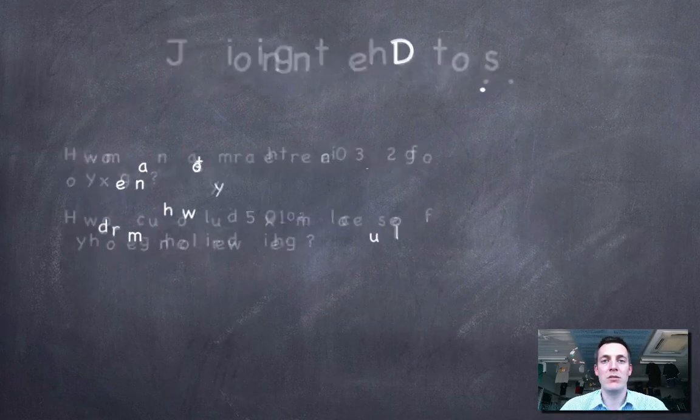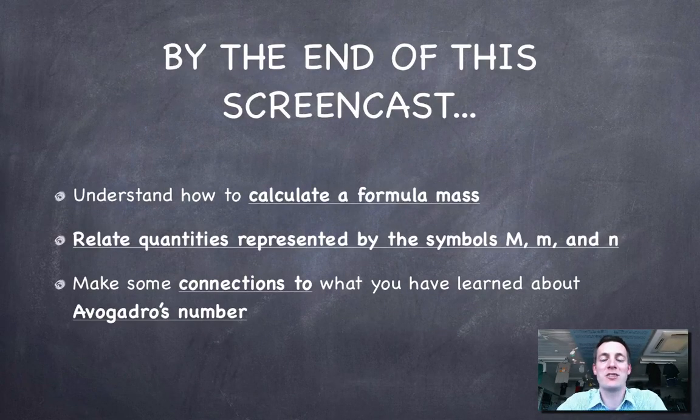Whew. Well, that was quite a lot of calculations, and hopefully they made sense, and hopefully now you know how to calculate a formula mass and you know how to relate quantities that we're representing as a shorthand by using symbols capital M, little m, and n. At the end there, you might have linked what you learned in this film with what you learned in the last film. Hopefully it makes sense. If it doesn't, ask or post a comment.